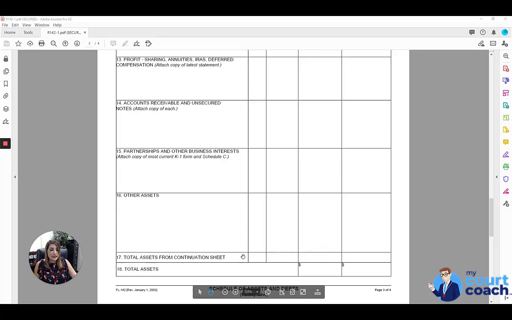Then at the very bottom, you want to take all the values that have been listed on the prior 3 pages, total it up, and then list those totals down here. This is going to be the total value. This is going to be the total amounts owed.